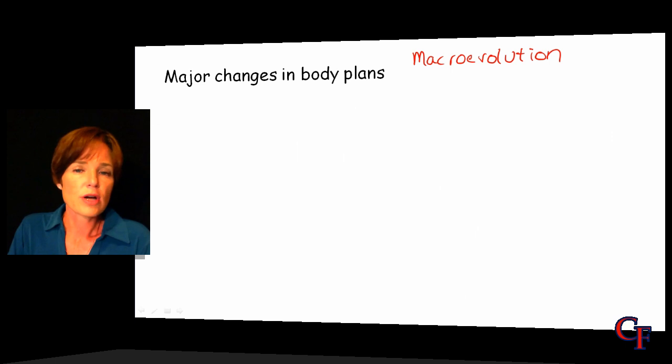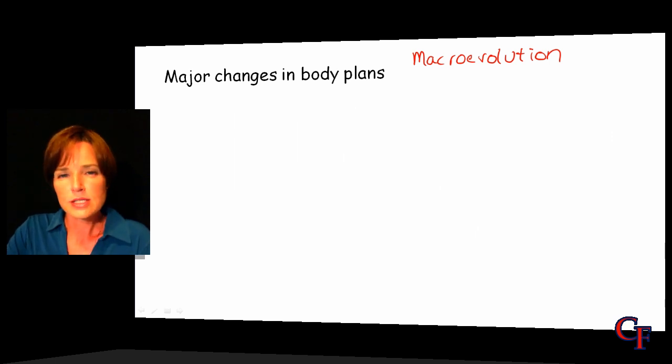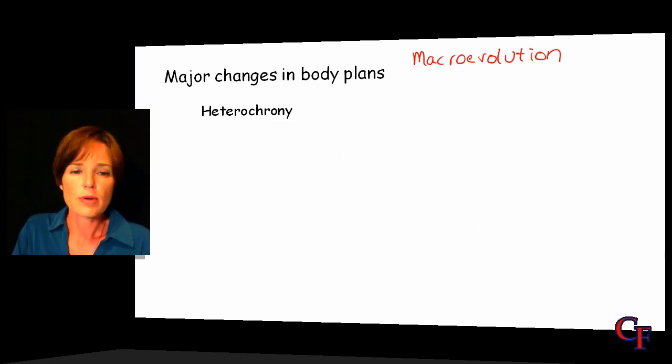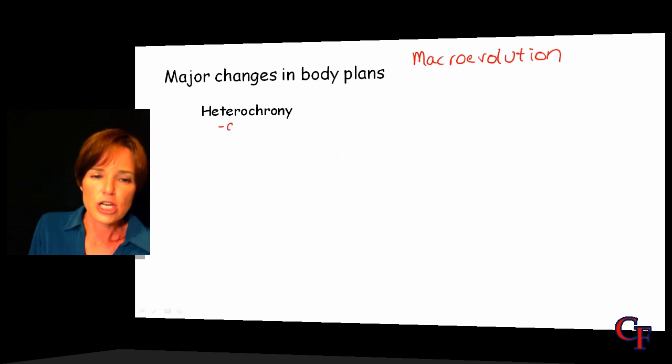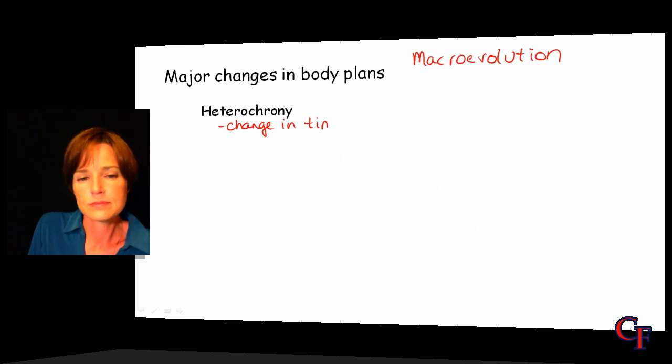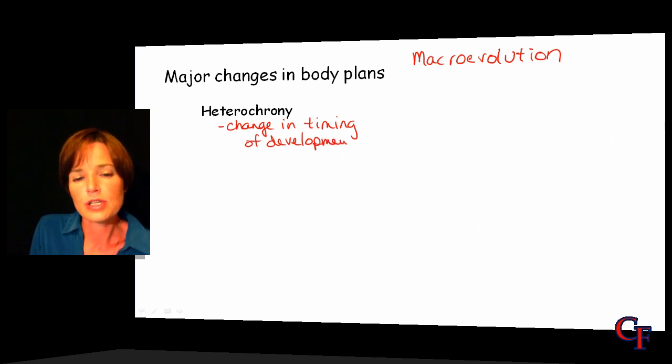So over time, we do have some major changes in body plans that have taken place as we go from one organism to another group of organisms. There's a number of different things that we can look at for being responsible for this. One of those is what we call heterochrony. Heterochrony is when you have a change in the timing of development. So you could say the timing of development or the rate of development.